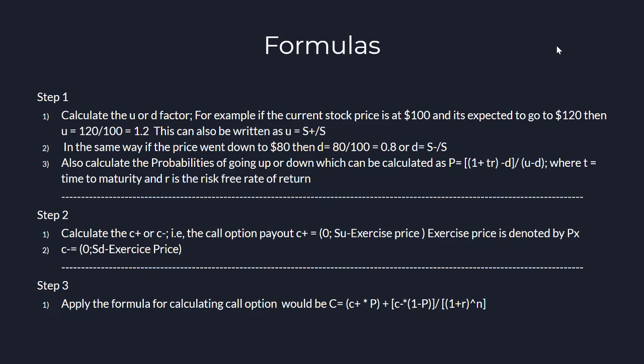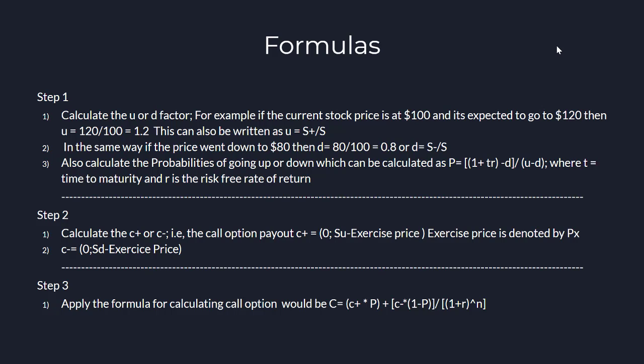So the probability will be in the picture, and then calculate the C plus and C minus, which is the call option payout. C plus is the maximum of 0 or SU minus the exercise price. SU is the current stock price times the U factor, minus the exercise price, which is denoted by PX. And C minus is the maximum of 0 or SD minus the exercise price. SD is nothing but the stock price times the D factor.